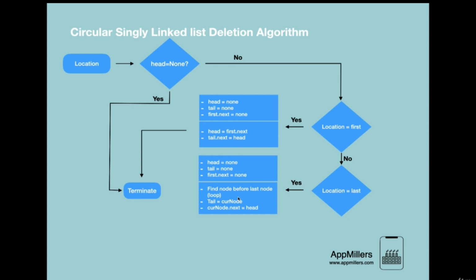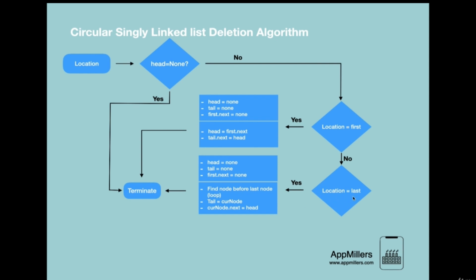Then the next case over here is if we have more than one node in our circular single linked list. In this case, we are looping through the circular single linked list till the node that is before the last node. Then when we reach that node, we are creating the connection between tail and this node, and we are setting the current node's next reference to head. By doing this, we are creating a connection between this node and the first node, and a connection between tail and this node. Then after finishing these steps, the last node becomes eligible for garbage collection, and the garbage collector destroys it. Then we are terminating our algorithm.